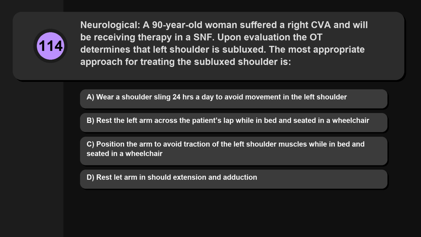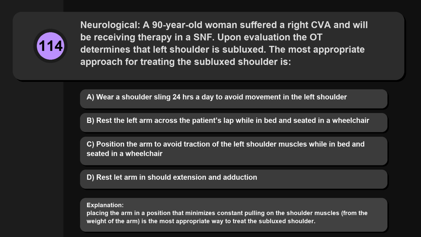Question 114. Neurological. A 90-year-old woman suffered a right CVA and will be receiving therapy in a SNF. Upon evaluation, the OT determines that the left shoulder is subluxed. The most appropriate approach for treating the subluxed shoulder is: Option A. Wear a shoulder sling 24 hours a day to avoid movement in the left shoulder. Option B. Rest the left arm across the patient's lap while in bed and seated in a wheelchair. Option C. Position the arm to avoid traction of the left shoulder muscles while in bed and seated in a wheelchair. Option D. Rest the left arm in shoulder extension and adduction. The correct answer is option C. Placing the arm in a position that minimizes constant pulling on the shoulder muscles, from the weight of the arm, is the most appropriate way to treat the subluxed shoulder.